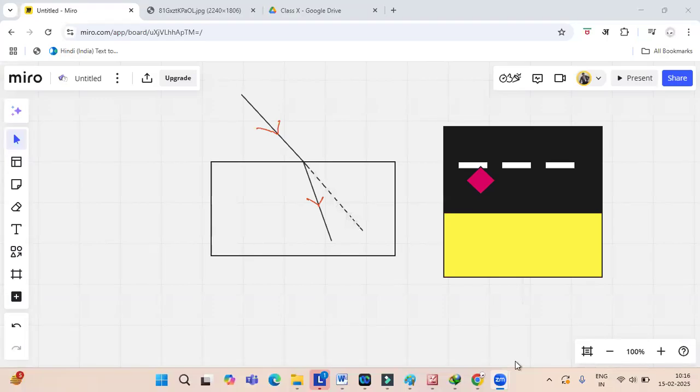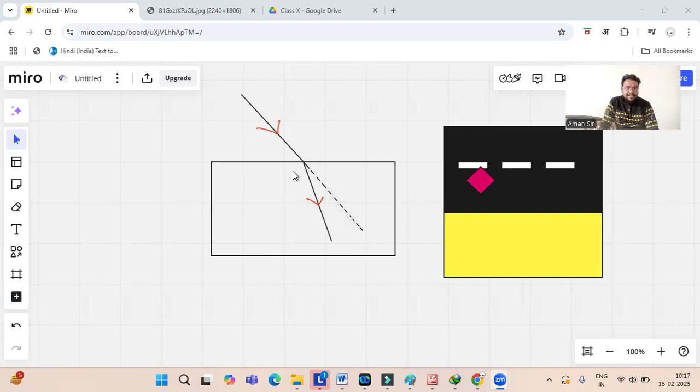Hello everyone, my name is Aman Agarwal, and today in this demonstration video, I will try to tell you what the actual cause behind the refraction of light is. So let's start. When we say the refraction of light, we must consider this diagram first.